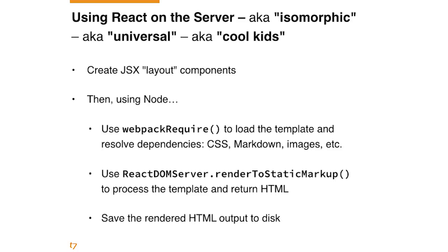We're also using React on the server, which I've heard is called isomorphic, but then I've heard we're supposed to call universal now. And I just think of it as being like the cool kids, because we're doing JavaScript everywhere. So what we do is we create a JSX layout component. So in our project, we actually don't have an index.html file. That gets built by React. Then using Node, we have Webpack require that will resolve all the dependencies. It will run the ES6, turn it into ES5 if it needs to. And then using React DOM server, which is something that Facebook provides in the React library, we say render to static markup that returns the HTML, and then we save it.